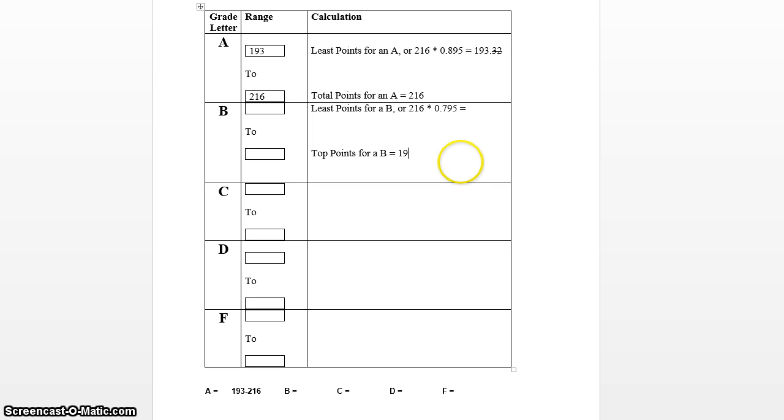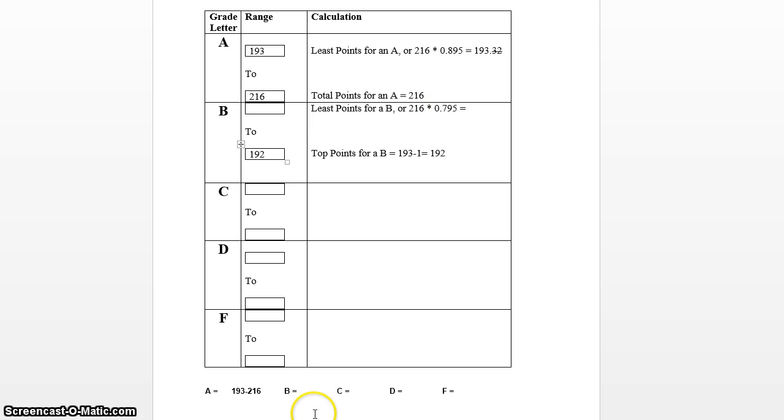So I'll even write that out. 193 minus 1 is equal to 192. So the 192 is the bottom of our range, so that we have ranges that make sense for one thing. All right, so 192 is the high mark.